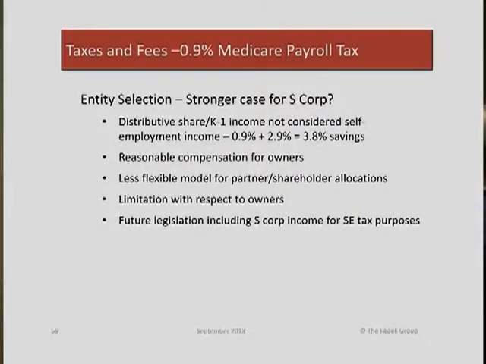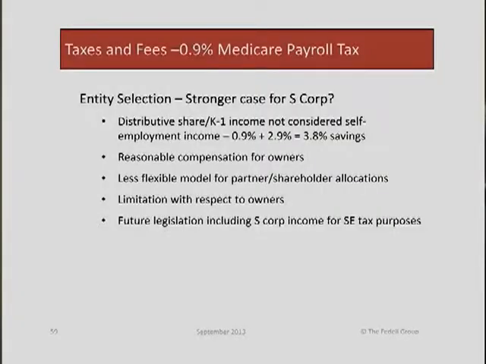Last slide for me, and I'll hand it back to John, deals with just entity selection. Given this 0.9% tax, we're often asked the question, what entity should we be? What should we choose? Should we be an S corporation? Should we be a limited liability company? And it really depends, as always, on the facts and circumstances.